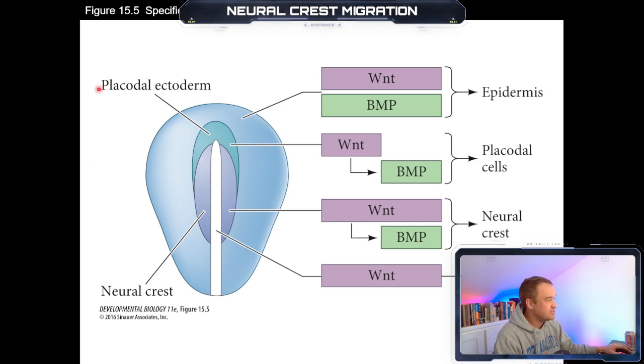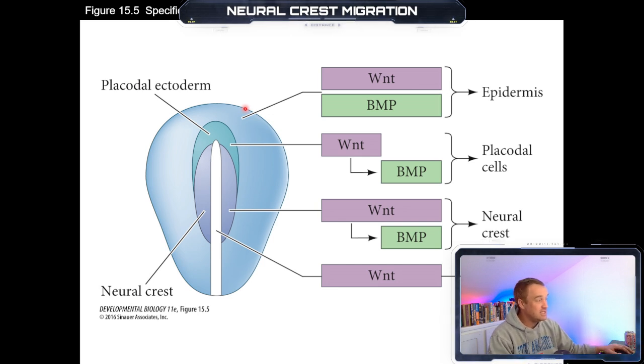So, specification of the neural crest cells. The neural plate is bordered by neural crest anteriorly and caudally, and by placodal ectoderm anteriorly. So remember, anterior, posterior, anterior towards the top, posterior towards your bottom. If the ectoderm cells receive both BMP and WNT for an extended period of time, they become epidermis, right? So that will help create that epidermal layer up there.